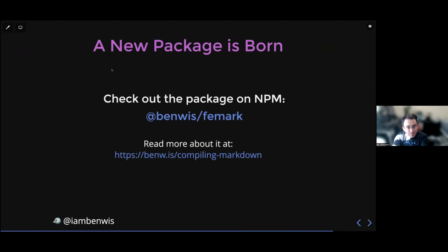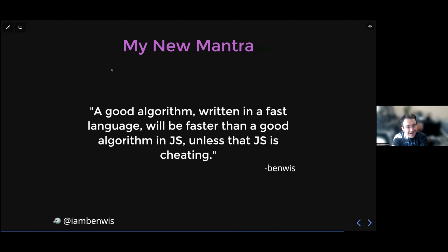So I ended up building that as a package, and I published all those implementations and talked about it a bit on the blog if you want to check that out and tell me how I did a terrible benchmark, which I suspect I've done at this point. So my new mantra from this essentially was that a good algorithm written in a fast language will be faster than a good algorithm in JS, unless that JS is cheating.